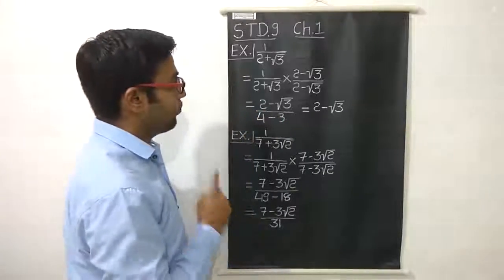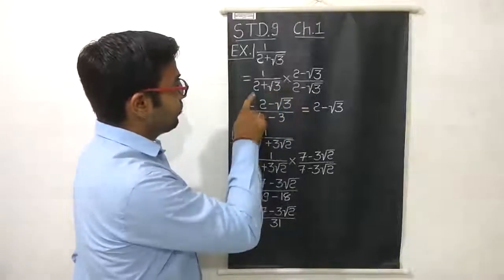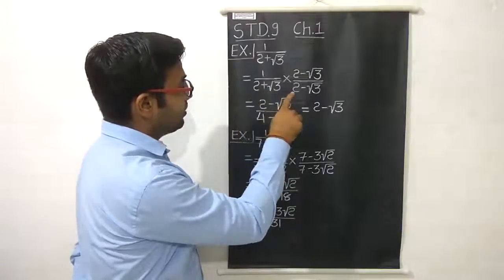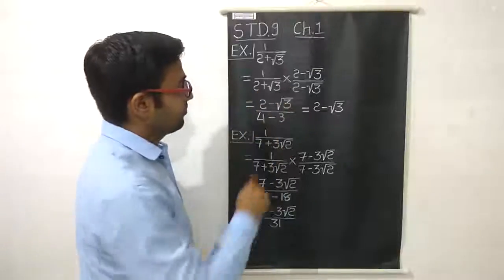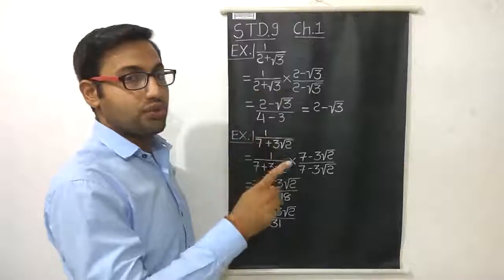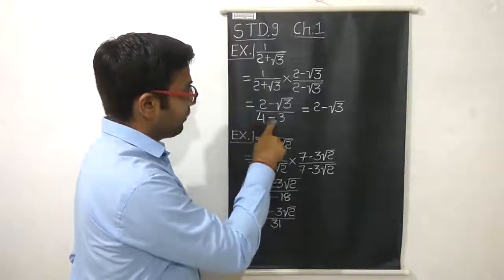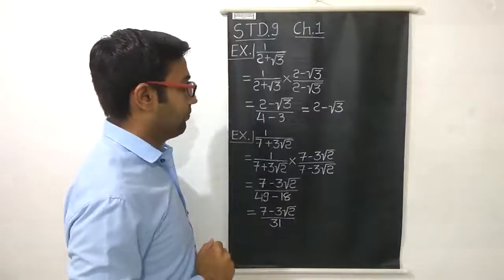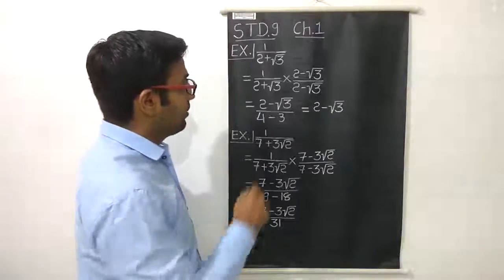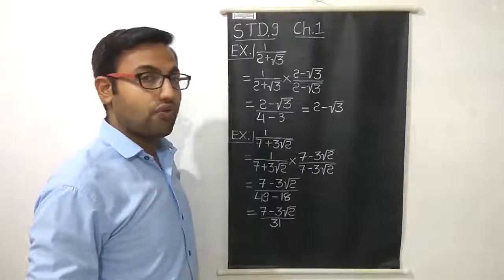And in the denominator, what will happen? You know now very well. We have to use the third identity. So we have to square the first term, that is 2 square is 4, negative sign, under root 3 square, that is equal to 3. So in the denominator we will get 4 minus 3, and 4 minus 3 is equal to 1. So in the numerator we get 2 minus root 3 and the denominator is 1.